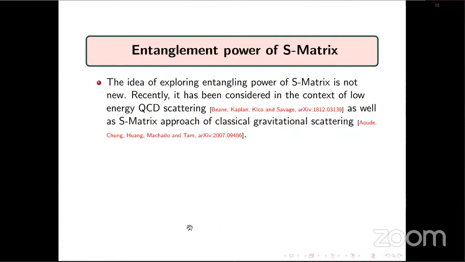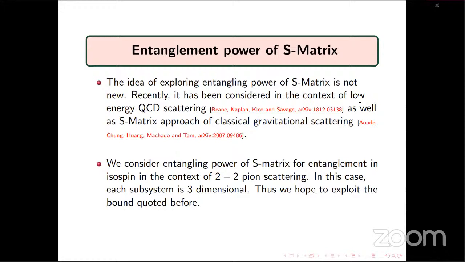Now, the idea of exploring the entanglement power of the S matrix is not new. It has already been considered in the context of low energy QCD scattering, by these gentlemen in 2018. And recently, it was also studied in the context of the S matrix approach to classical gravitational scattering, by Yutin Huang and collaborators in this work. They found quite an impressive result, showing that a minimization of entanglement power leads to a very specific kind of black hole scattering.